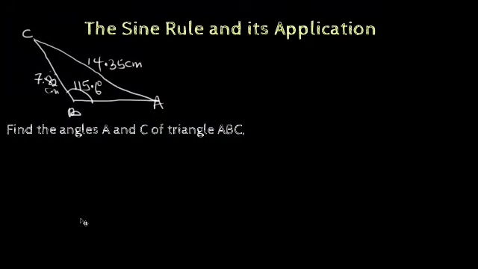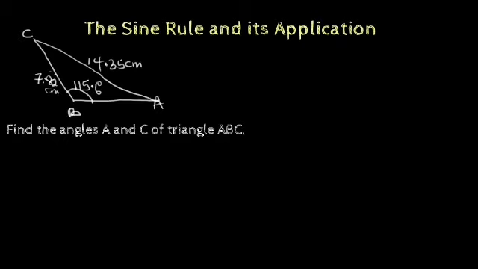In today's lesson, we'll be looking at sine rule and its application. We will see how to apply sine rule in triangles that are not 90 degrees. That means that are not right-angled triangles. An example is this that we have here, triangle ABC. We will find the angles A and C of this triangle. But before we get into that, I want to explain the concept of sine rule properly.